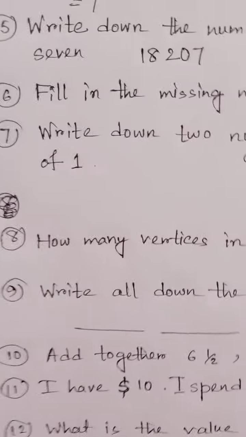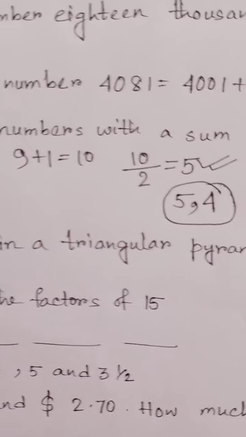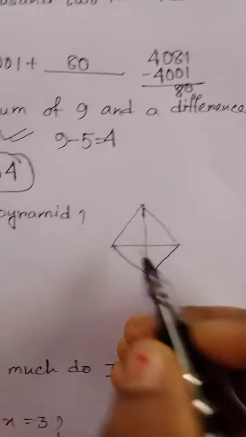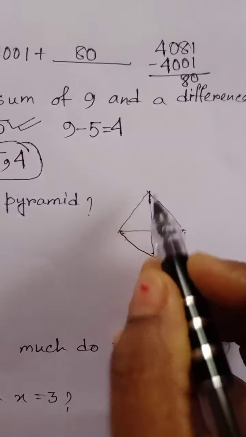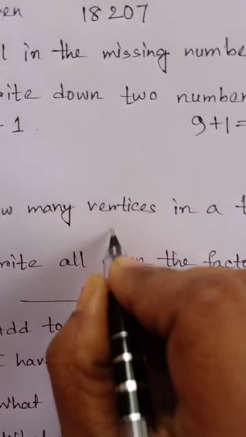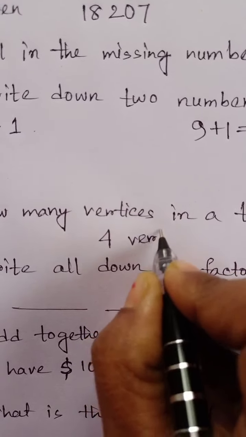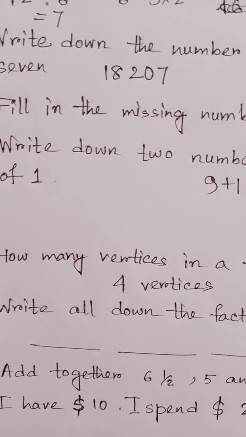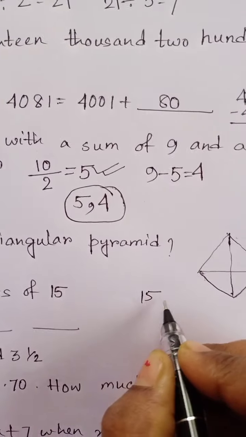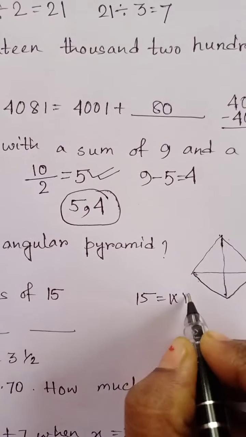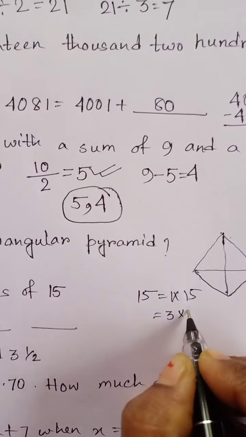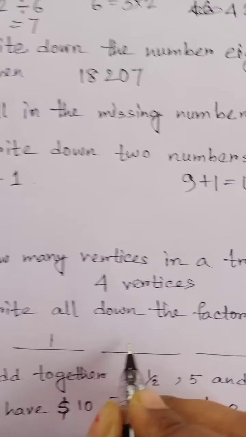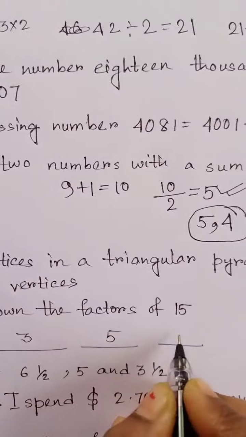Clear? Number 8, how many vertices in a triangular pyramid? Here 1, 2, 3 and 4. 4 vertices. Okay. Then number 9, write all down the factors of 15. 15 is equal to 1 into 15, 3 into 5. So 1, 3, 5 and 15.